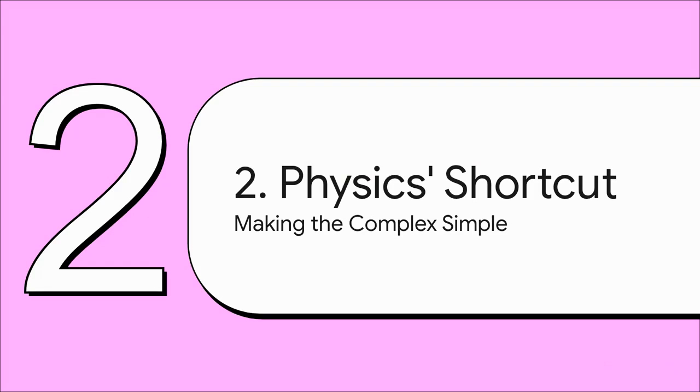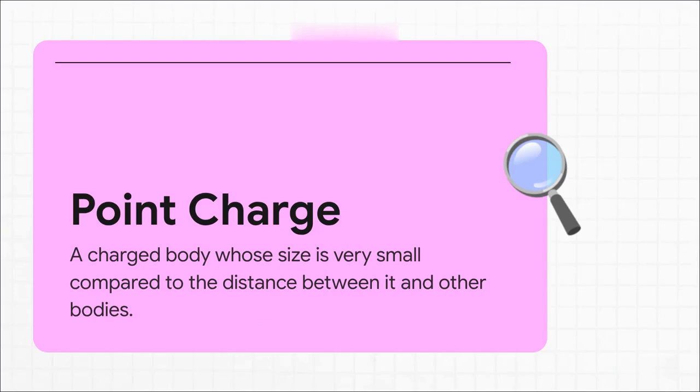So how in the world do physicists deal with this? Well, just like that map maker, they have this incredibly elegant shortcut that just slices right through all that complexity. And that shortcut is called a point charge. Now, the official definition is a charged body whose size is very small compared to the distance between it and other bodies. And really, the two words that matter most there are size and distance.